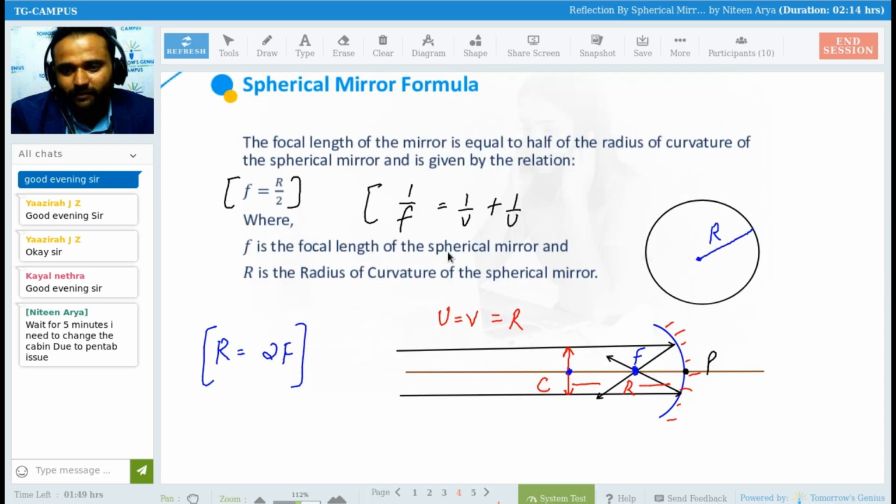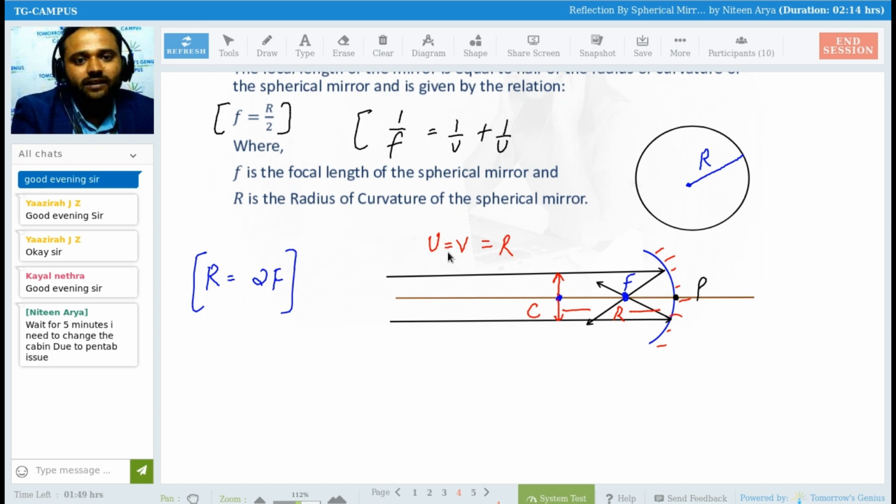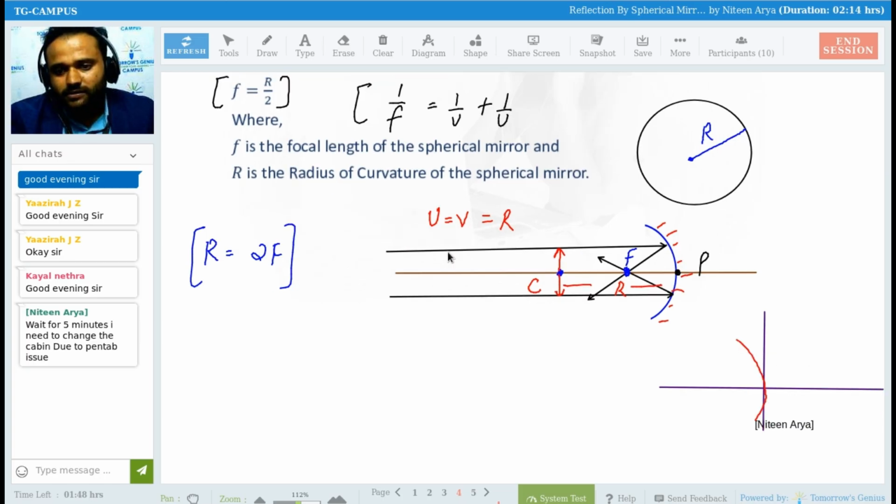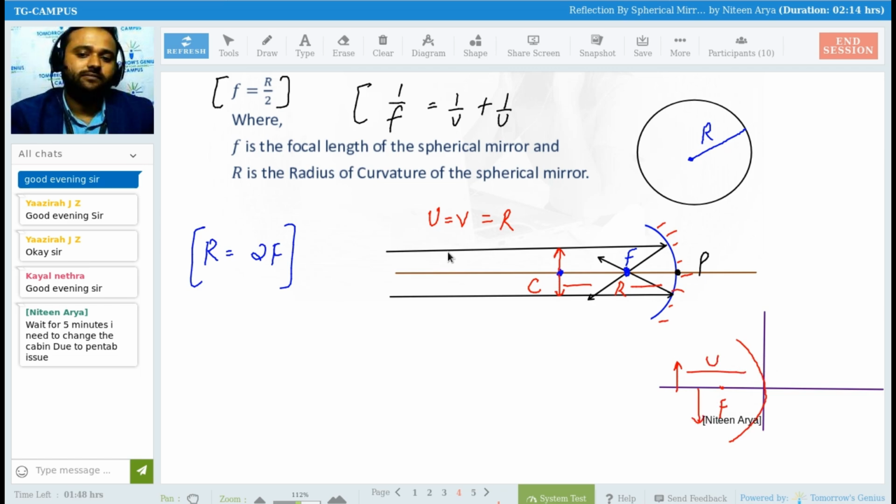There is a sign convention. What is a sign convention? Sign convention states that we are going to revise everything. Don't worry, that's why I'm asking. With the help of sign convention, everything kept on the left hand side is going to be taken as negative. As you see here, that is my concave mirror, and everything in the concave mirror is going to be kept on the left hand side: focal length, object distance u, and image distance v.